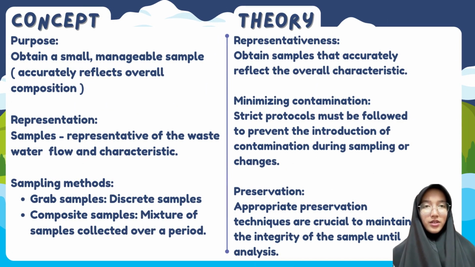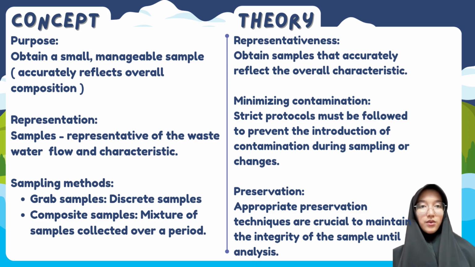Next, for the concept, the goal is to collect a small sample that reflects the overall condition of the water. There are two main types, which are grab sample and composite sample. A grab sample is collected at a single time, which is a discrete sample. A composite sample is a mixture of samples that have been collected over a period of time.